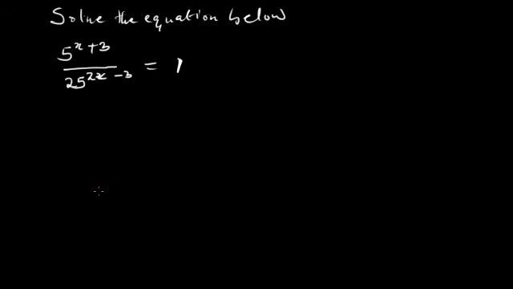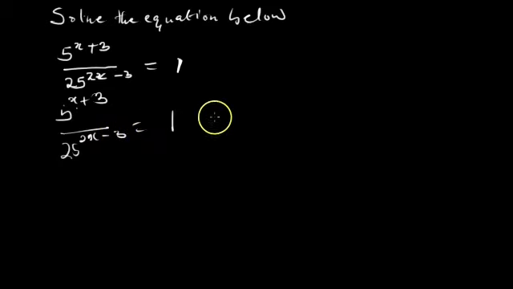Welcome back. Our first question says 5 raised to power x plus 3 over 25 raised to power 2x minus 3 is equal to 1. There are one or two approaches you can give to this expression. You can start with 5 raised to power x plus 3 over 25 raised to power 2x minus 3 to be equal to 1 and cross multiply, or you express this 1 as 5 raised to power 0. Whichever way you decide to kill the cat, you still come to the same thing. But I prefer we cross multiply.